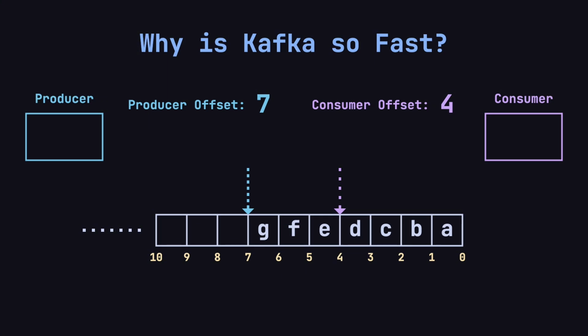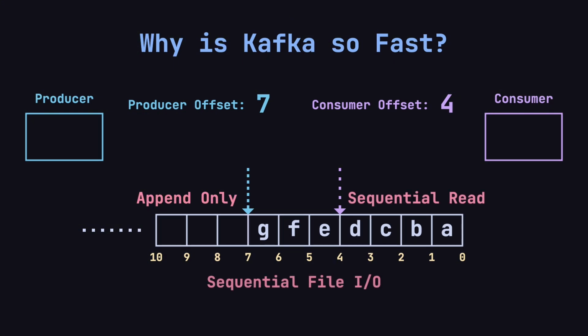When producing data, messages are simply appended to the end of the file. This is called append-only writing. Consumers read messages sequentially without modifying any data. Since both operations rely on disk-based sequential I/O, Kafka can handle large volumes of data efficiently.